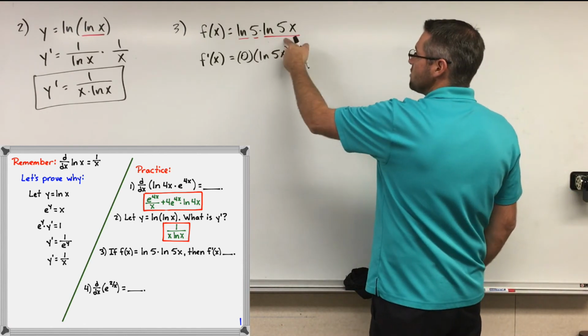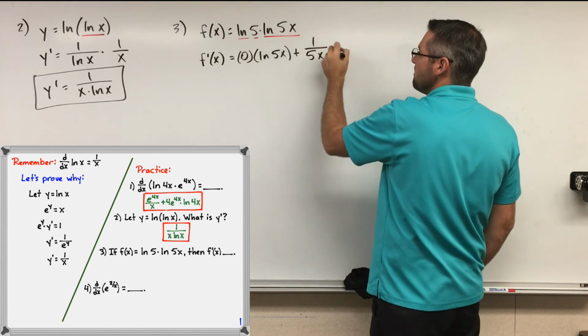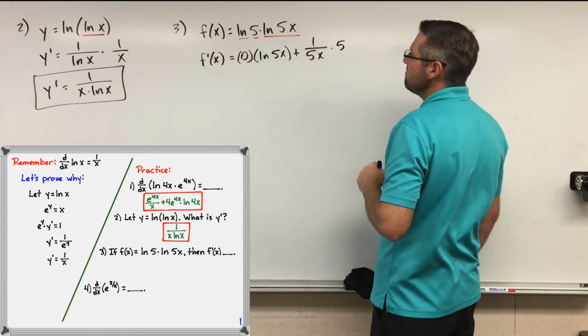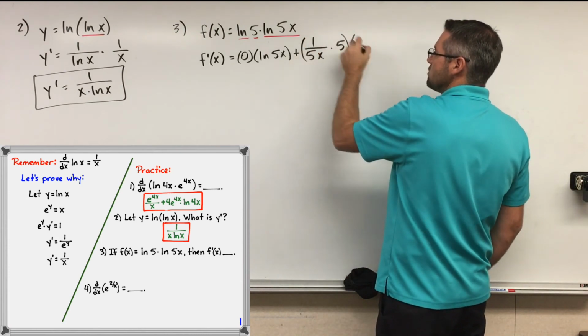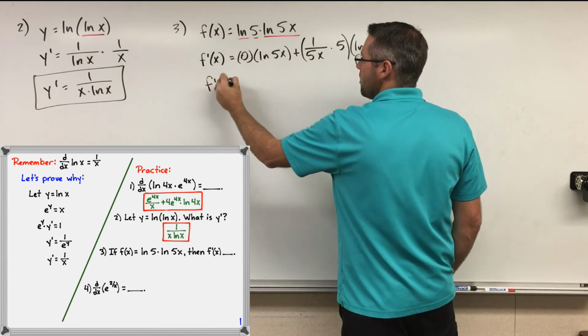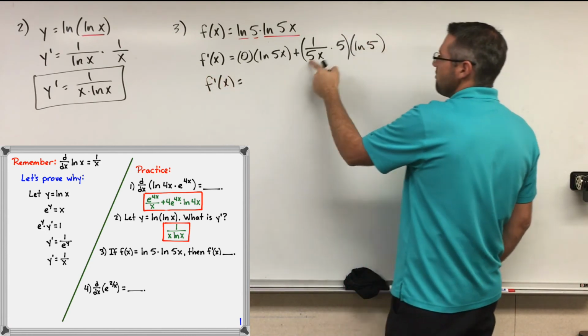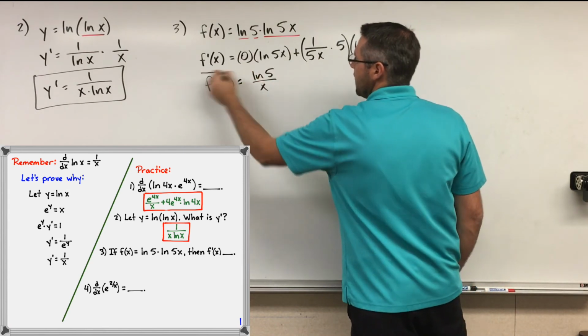Well, the derivative of natural log of something is 1 over that something times the derivative of the inside, which would be times 5. And then we would take that and multiply it by natural log of 5 over there and get our answer. So this simplifies to f prime of x equals the 5 over 5 reduce, and so you're left with natural log of 5 over x as an answer there.